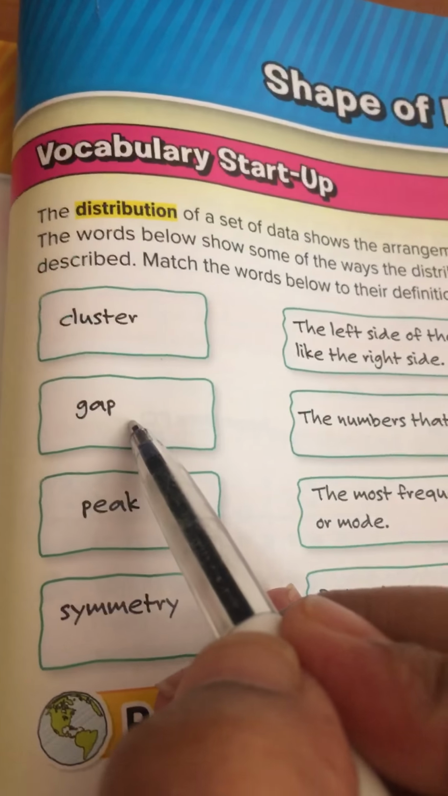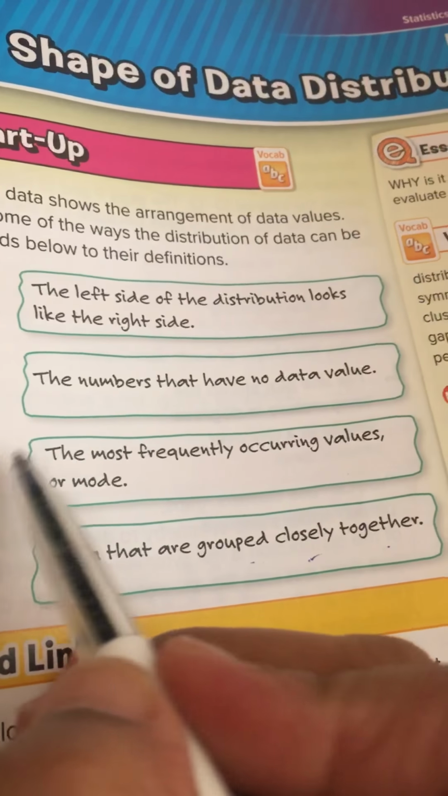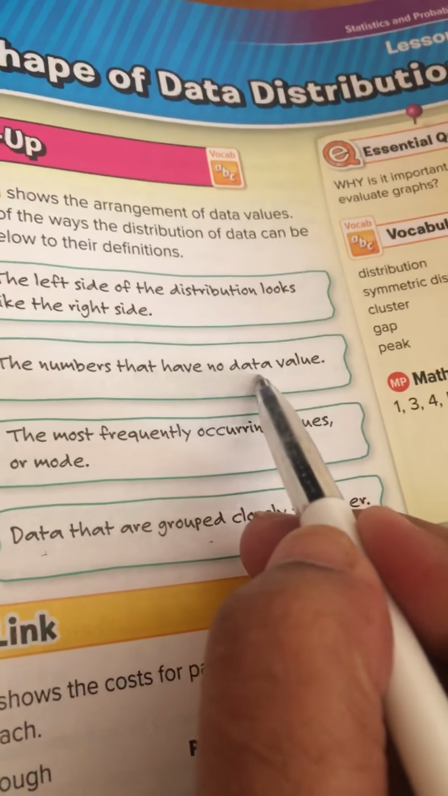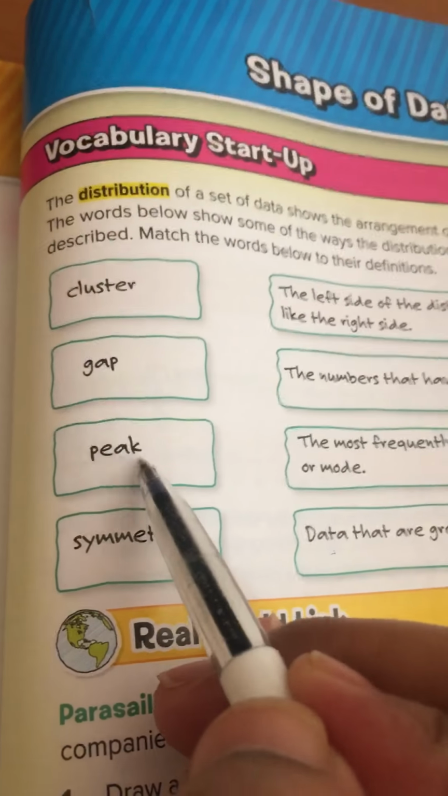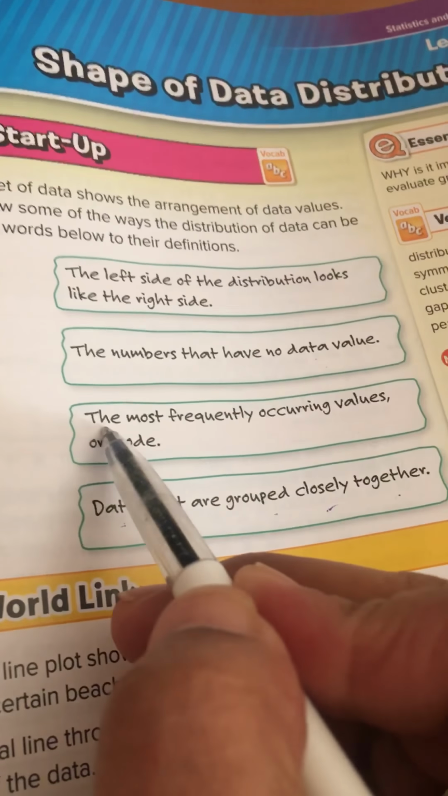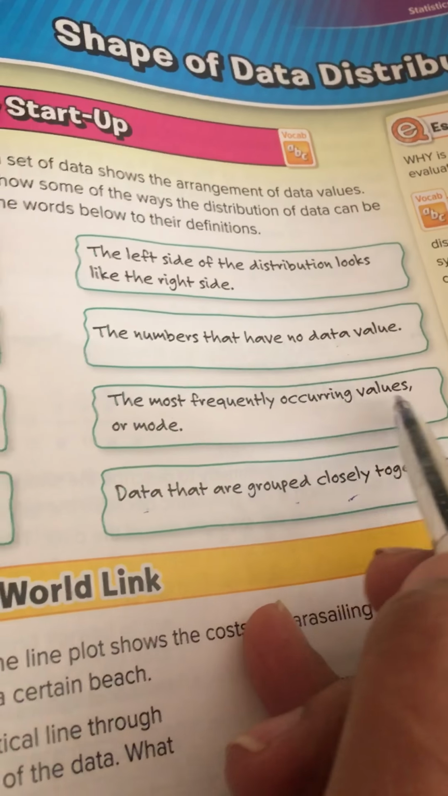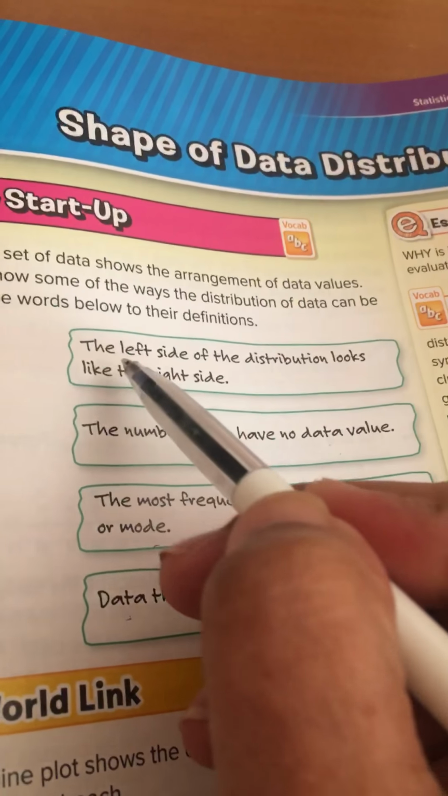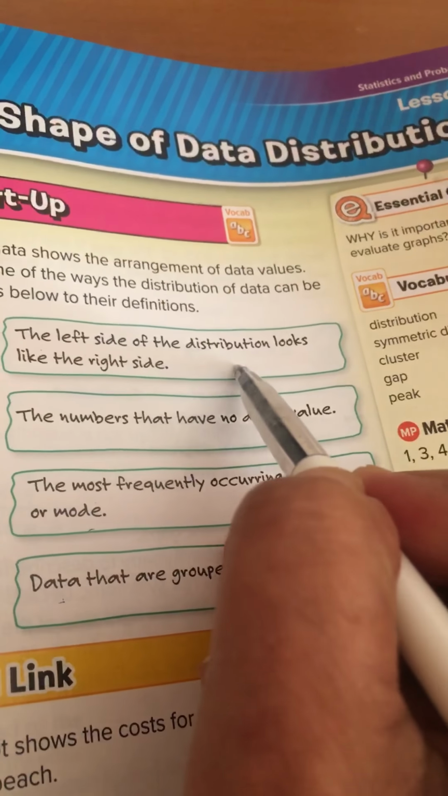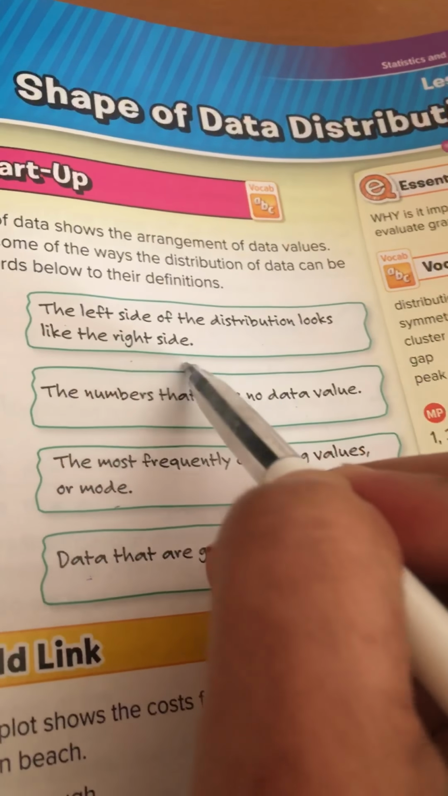What's the meaning of gap? Gap means no information, no data value, no data in this. So gap. Peak. What's the meaning of peak? The most frequently occurring value, or mode. Okay. Symmetry. What's the meaning of symmetry? Symmetry, the left side of the distribution looks like the right side.